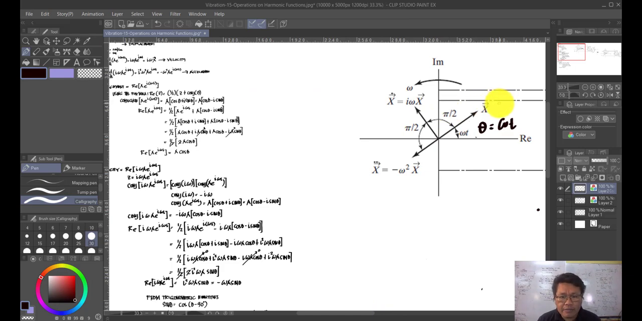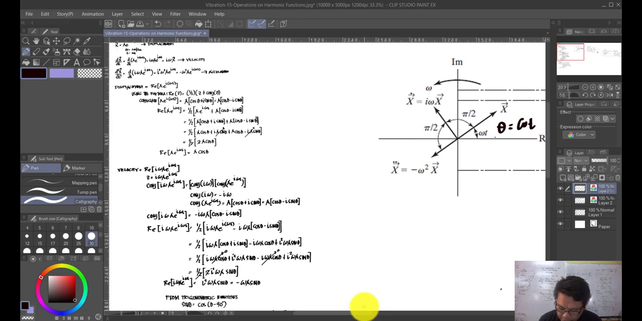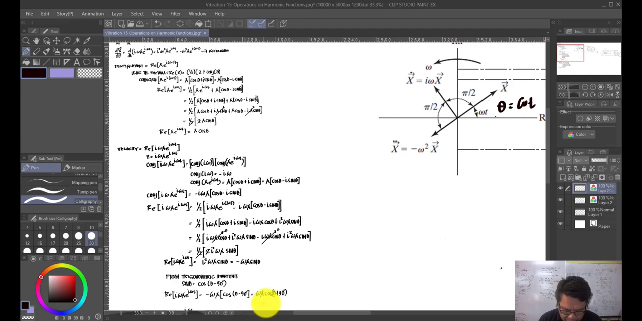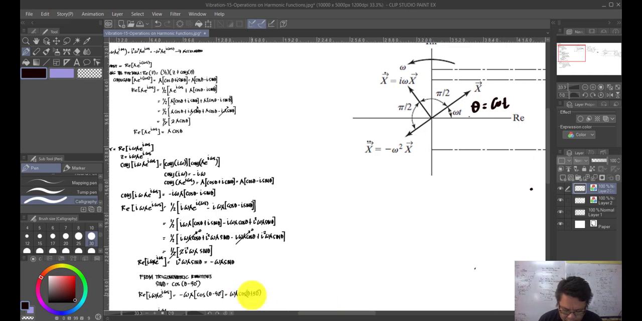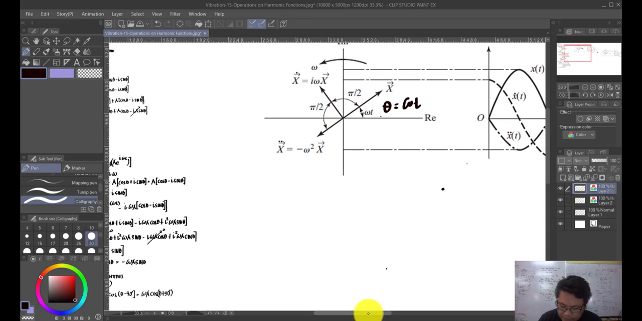Now going back to my previous derivation of the equation, we have here the real part. That will be the angular velocity amplitude times cosine of theta plus 90 degrees. So theta plus 90 degrees means that we have here theta, and phi over 2 is equal to 90 degrees.